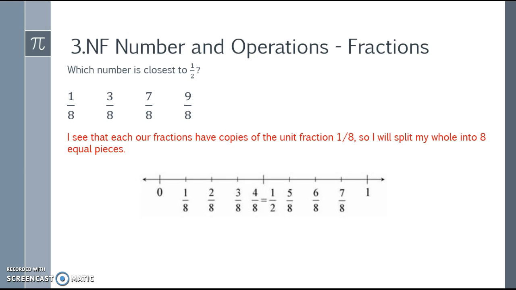Doing this, I now can label them. So 1/8 is 1 copy of 1/8. 3/8 is 3 copies of 1/8. 7/8 is 7 copies of 1/8. And 9/8 is 9 copies of 1/8, which would place me on the other side of 1. 3/8 is the closest to 1/2. Notice in the middle there that I have that 4/8 is equivalent to 1/2.